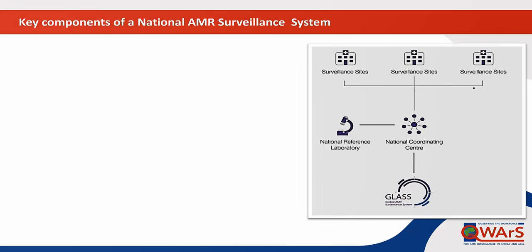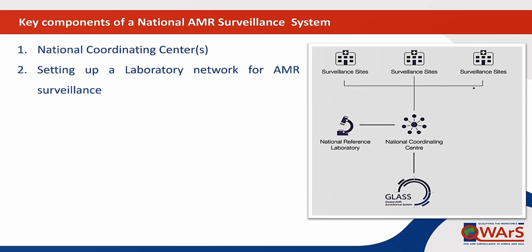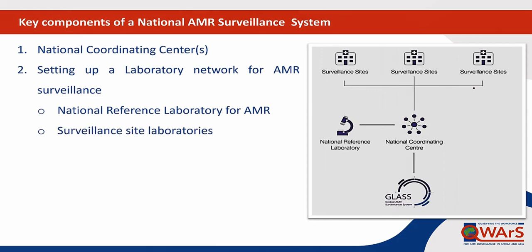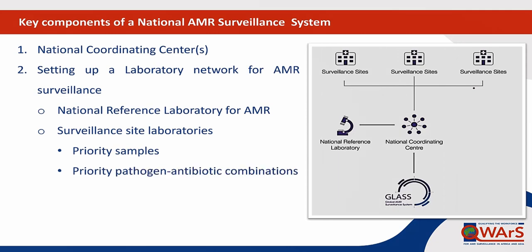The following are key components of a Human Health AMR Surveillance Program: National Coordinating Center, setting up a laboratory network for AMR surveillance. This could include National Reference Laboratory for AMR, surveillance site laboratories, surveillance sites, and epidemiology and data management structures.